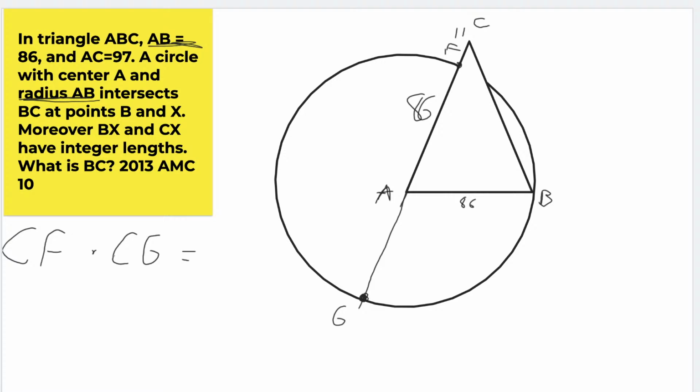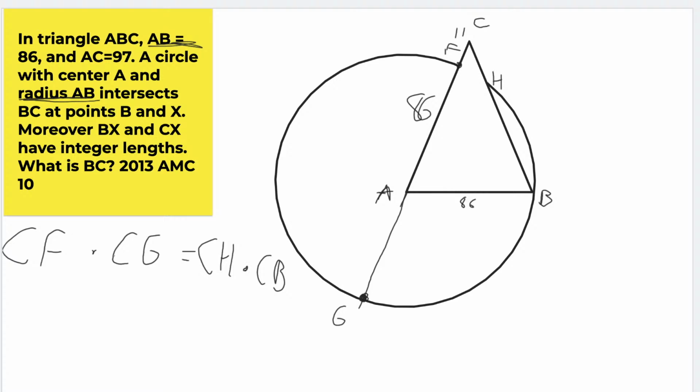Okay, it's fine. I think people are confused with this, but that's perfectly fine. All we have to do is pretend this point is H. So power of a point tells us that CF times CG is CH, the length outside, times the entire segment, which is CB, times CB.